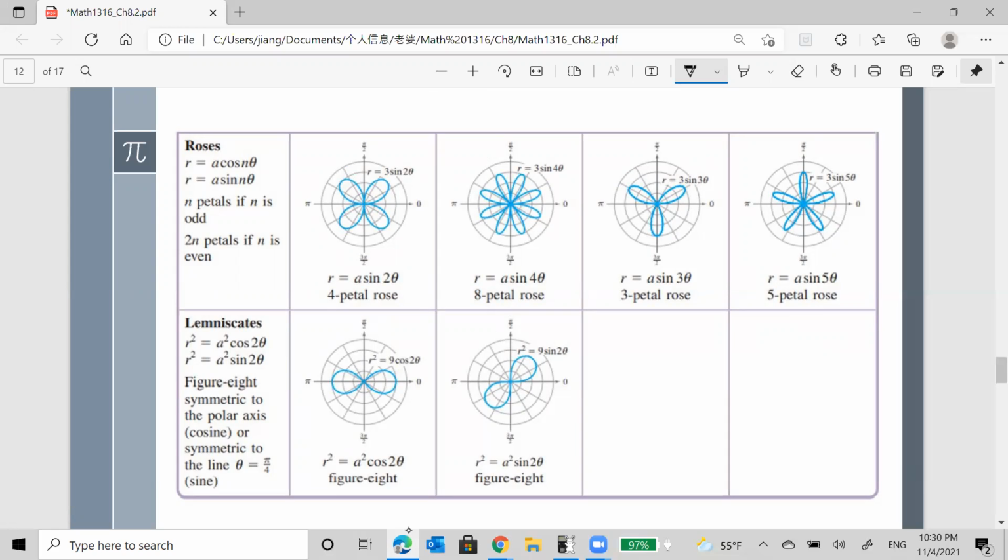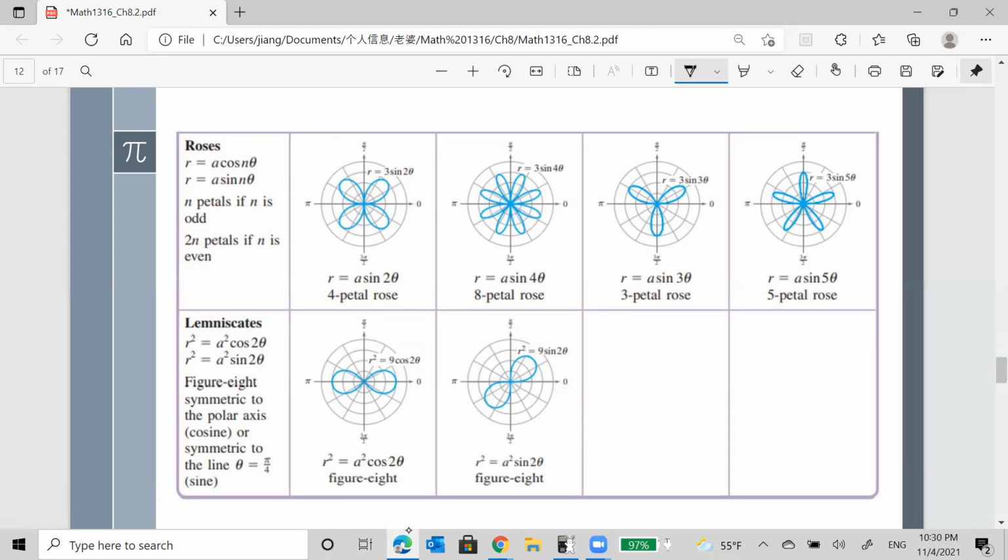If n is an odd number, like 1, 3, 5, 7, 9, 11, we just have n petals. For example, n equals 3, we have 3 petals. n equals 5, we have 5 petals.